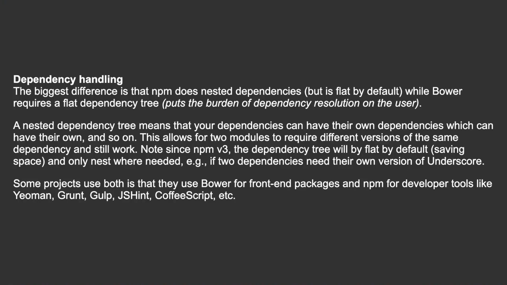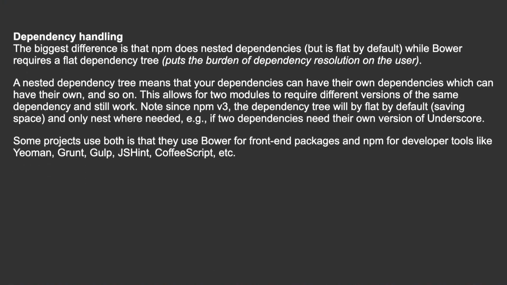For example, if two dependencies need their own version of Underscore. Some projects use both, in that they use Bower for front-end packages and npm for developer tools like Yeoman, Grunt, Gulp, JSHint, CoffeeScript, etc.